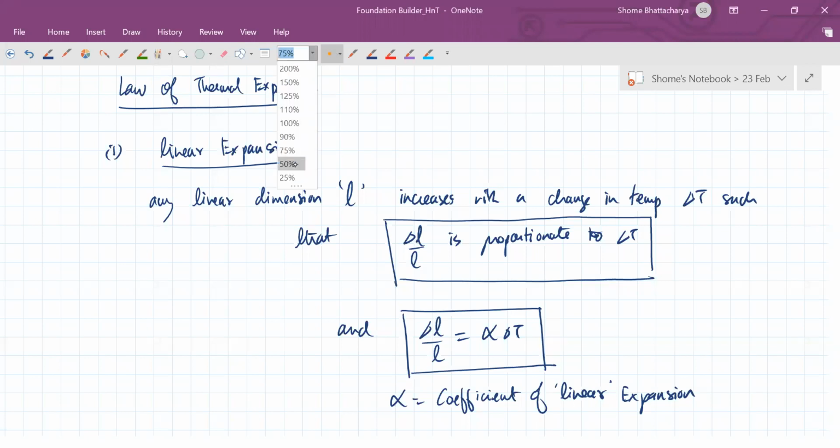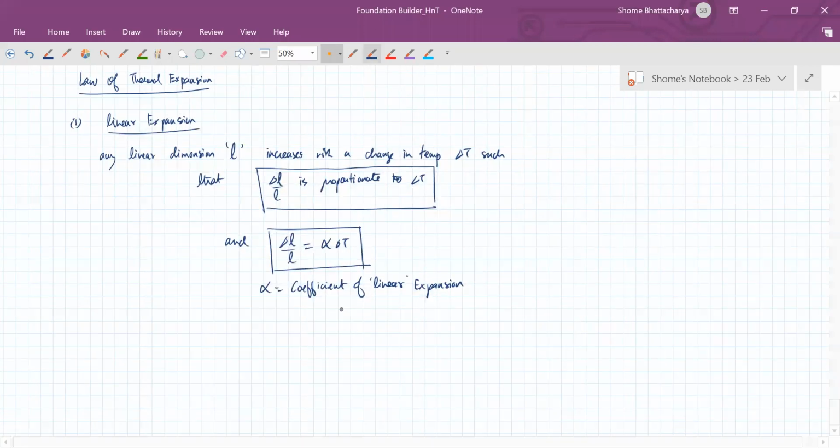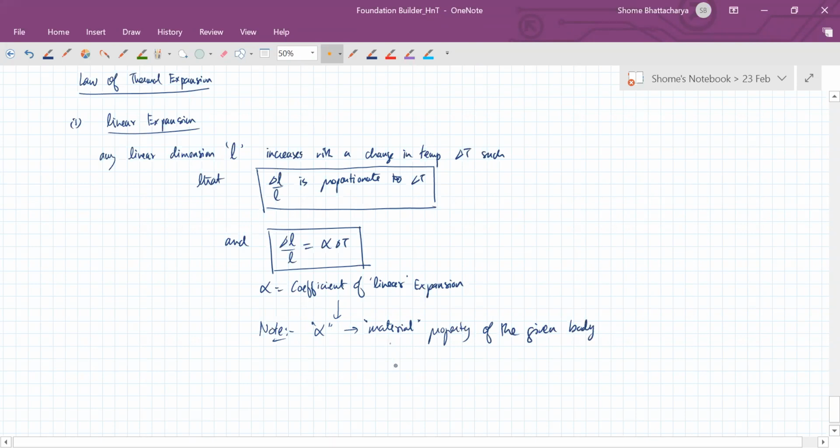Okay, so now this quantity alpha, which is called the coefficient of linear expansion, is what we call a material property. Alpha is a material property of the given body. So it's actually a constant that depends on the material of the body. Okay.